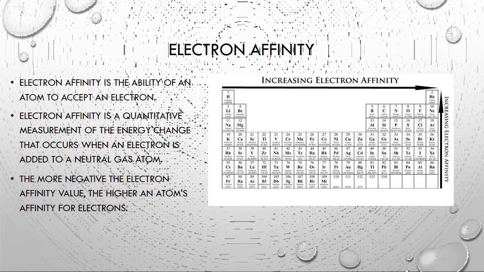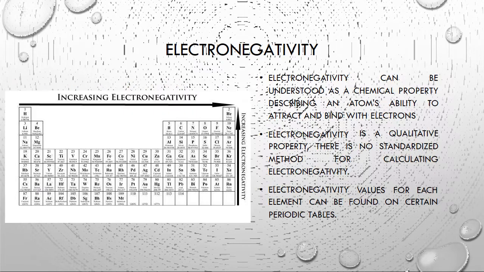Electron affinity. Electron affinity is the ability of an atom to accept an electron. It is the quantitative measurement of the energy change that occurs when an electron is added to a neutral gas atom. The more negative the electron affinity value, the higher an atom's affinity for electrons.